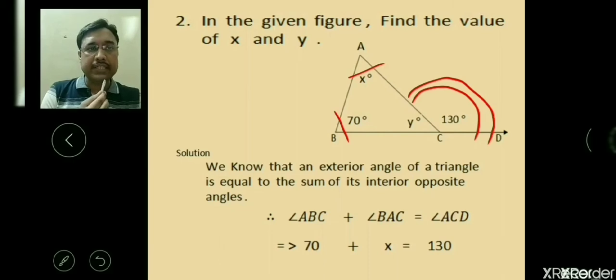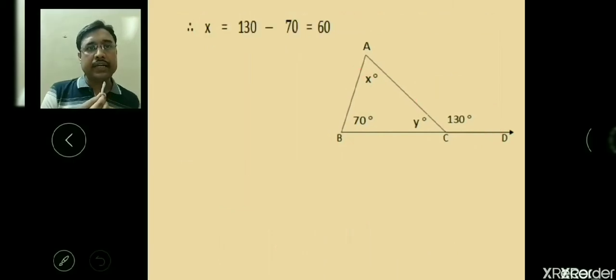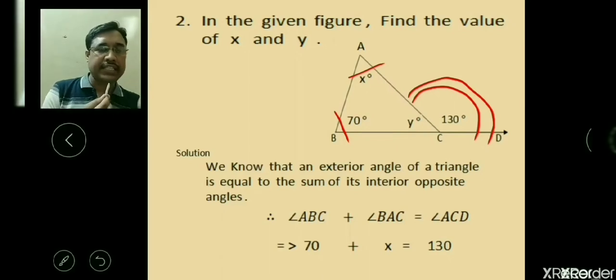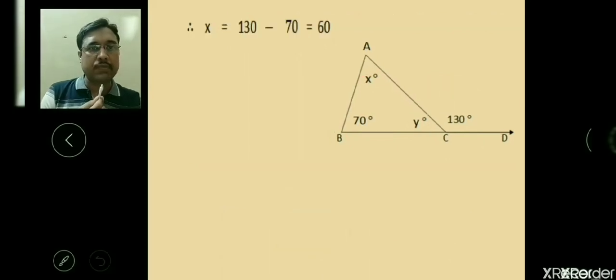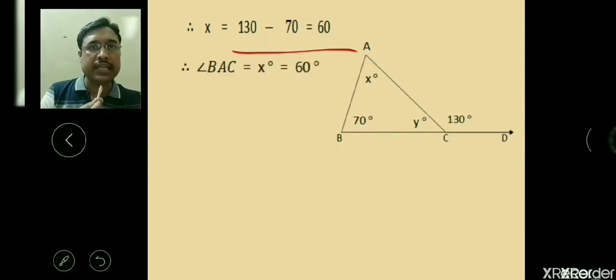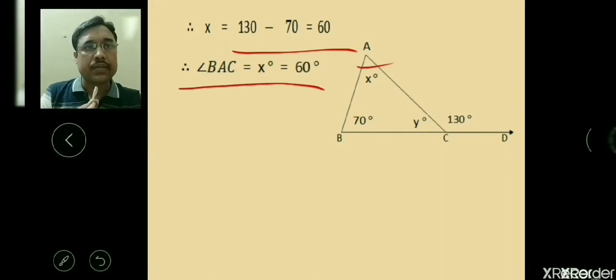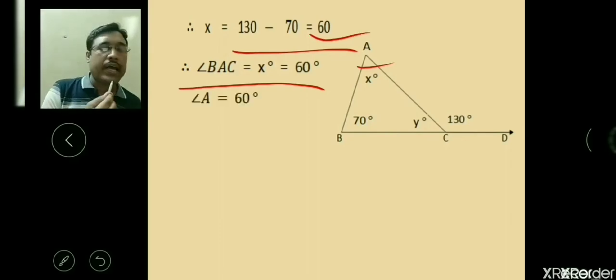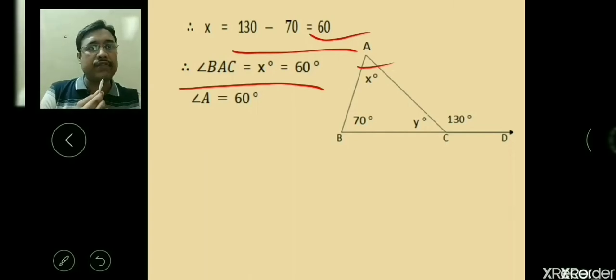So 70 plus x equals 130. Then x you keep on the left, and 70 you take to the RHS side, so x equals 130 minus 70. That means x equals 60, which tells us that angle BAC is x degrees, which means it is 60 degrees because the x value is 60 here. And x is only angle A, so angle A is 60 degrees. Angle A we have got.